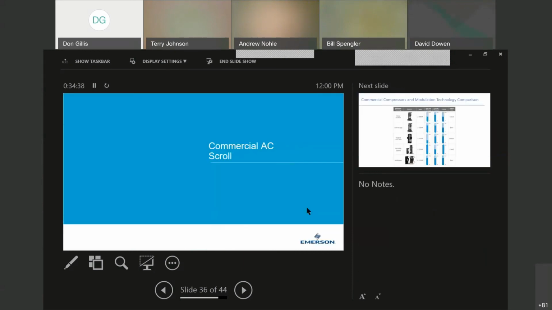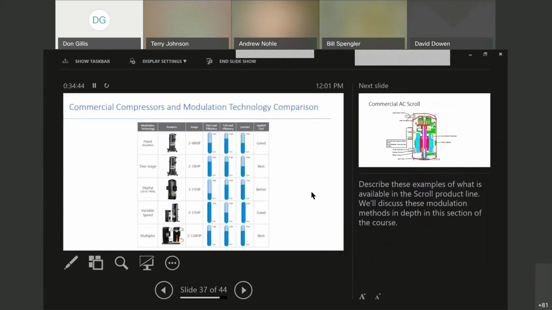I'm going to touch on commercial AC slightly here. This is just a snapshot of the commercial compressors and modulation technology comparison. At the top, we have our fixed scroll, then our two-stage, our digital, our variable speed, and our multiples, tandems or trios, okay? Everyone knows what the fixed scroll is, and you can see what sizes they come in. They range from 2 to 40. This is 2 to 10 on the two-stage, 3 to 15 on the digital, which happens to be my favorite compressor to talk about. I love talking about digital compressors.